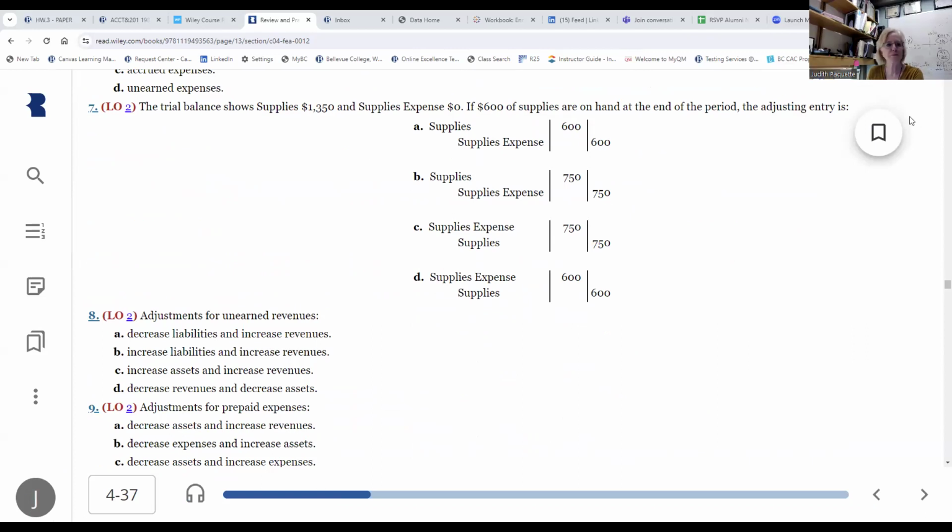So the question is, the trial balance shows supplies at 1350 and 0 in the supplies expense. If 600 in supplies are on hand, that term "on hand" is an industry standard term. It means we went out and counted them. They are on hand. They are physically counted. This is what the trial balance needs to say. The T account for supplies needs to say. So what's the adjusting entry? A, B, C, or D? Direct message me in the chat.